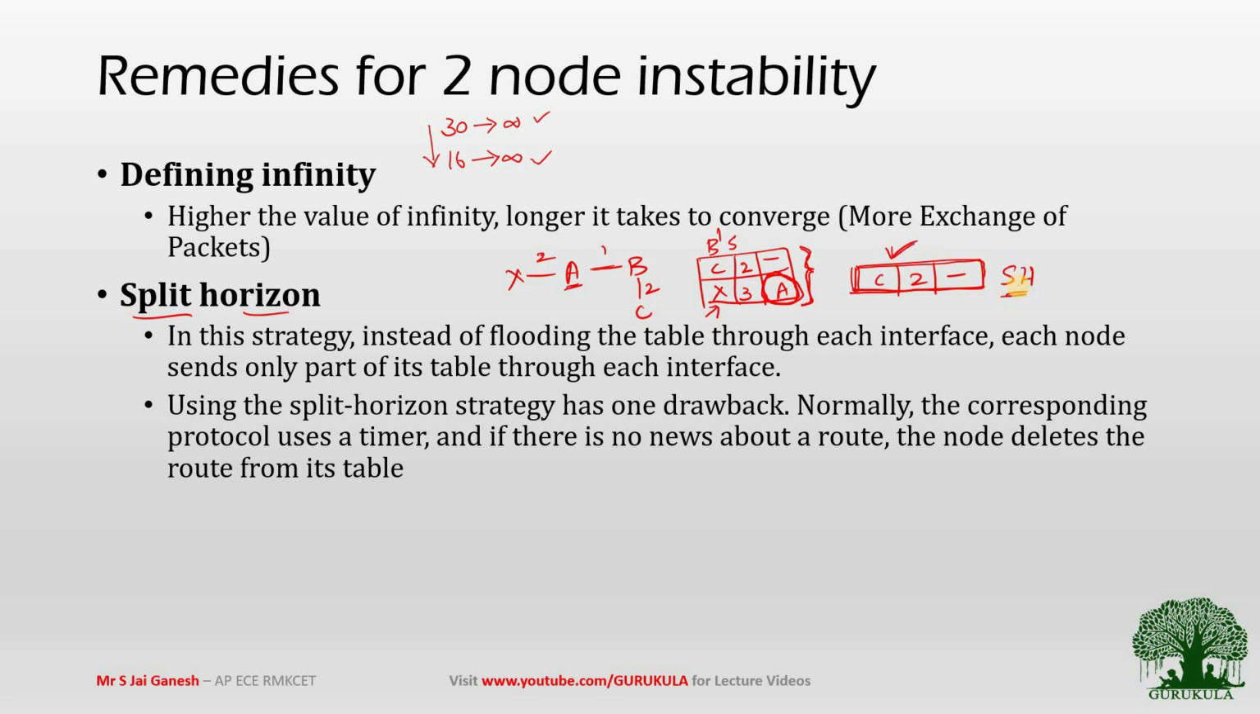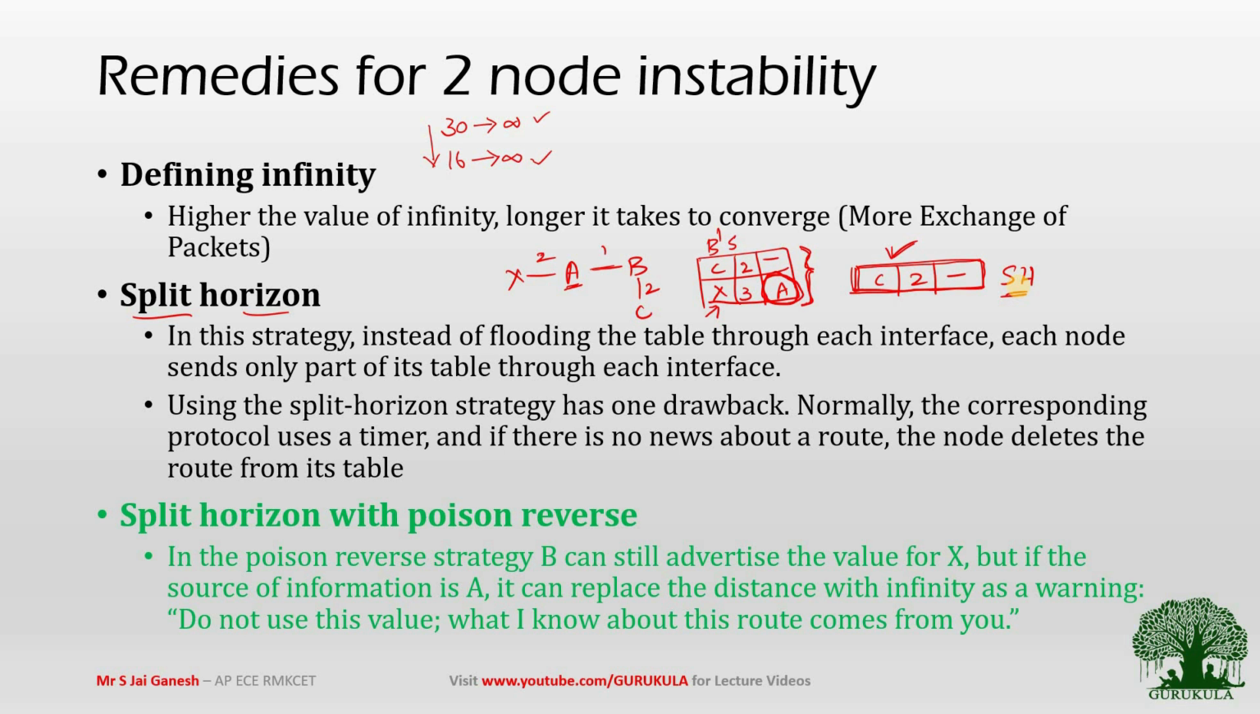So if we follow the split horizon technique, A is not going to hear about X from B over a period of time. So there is a lot of possibility that A can remove the entry of X from its routing table. That is what is actually mentioned in split horizon. But there is one remedy which could actually solve this.